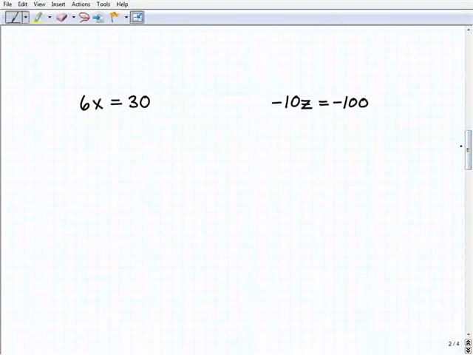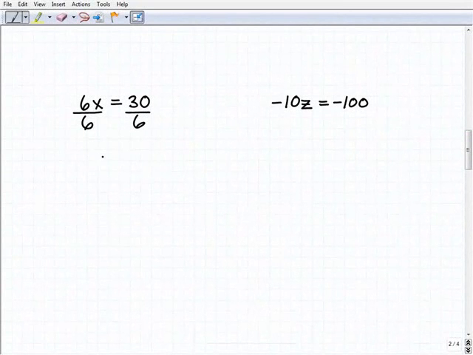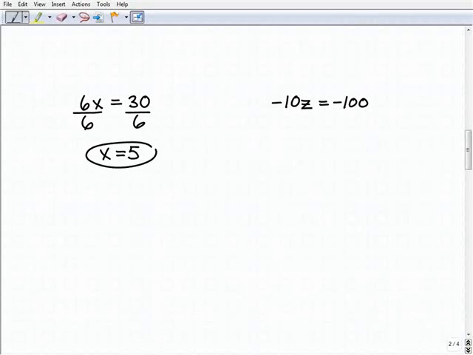So hopefully by now you're like, oh, this is pretty easy. And that's great, but you still want to practice it, and you always want to show all your work. So here I have 6x equals 30. Okay, so to solve for x, I'm going to divide both sides of the equation by 6. So 6 divided by 6 is x, and 30 divided by 6 is 5. There's our solution. Next problem, negative 10z equals negative 100.